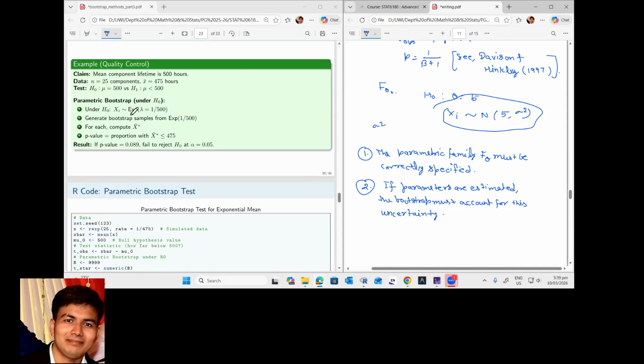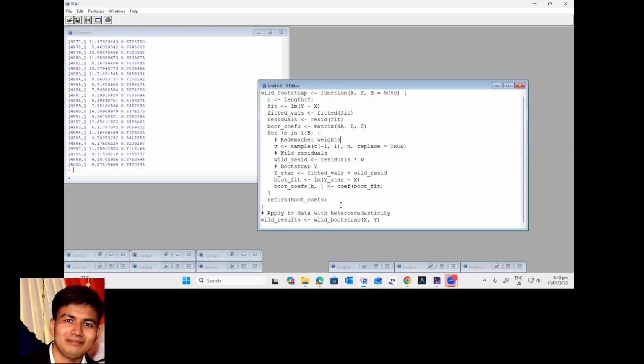So what we are going to do in the parametric bootstrap under the H naught, we assume that xi follows the exponential distribution with parameter lambda equals 1 upon 500, and generate the bootstrap sample from the exponential distribution with 1 upon 500. For each sample, we generate the x bar star and compute the p-value as the proportion with x star bar less than or equal to 475. If the p-value equals 0.089, we fail to reject the null hypothesis at alpha equals 0.05. So this is the condition that we have. Now we check our bootstrap method.